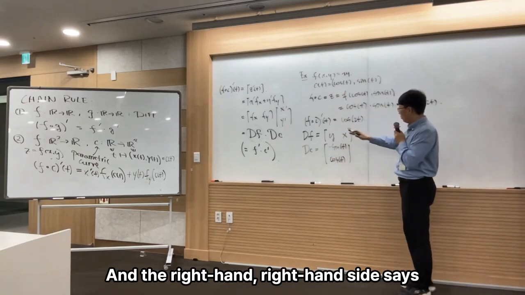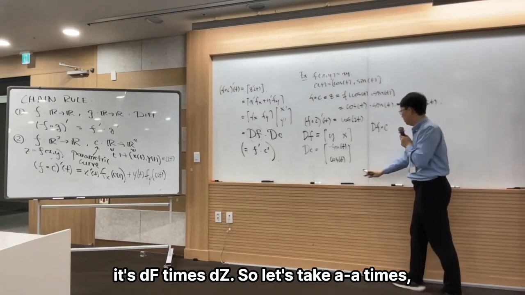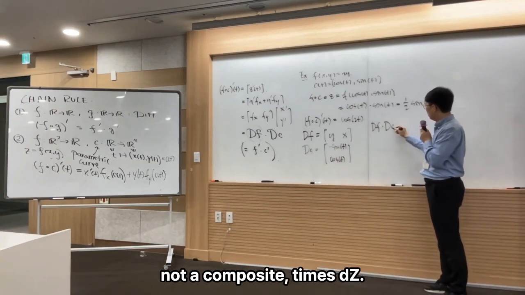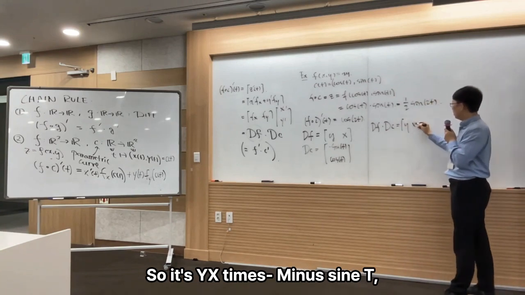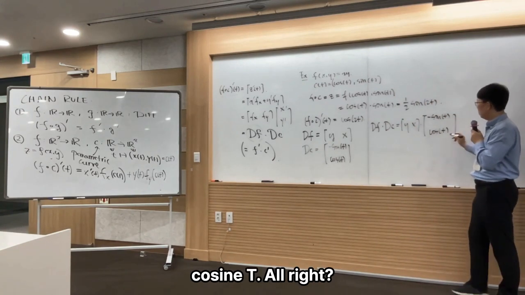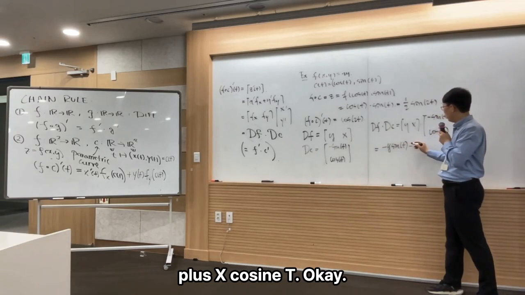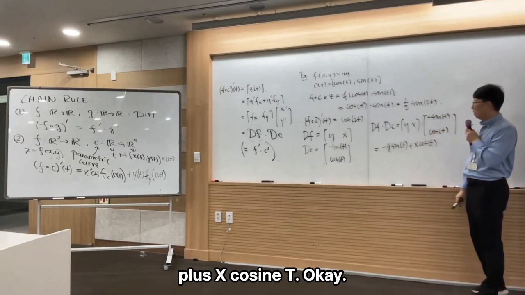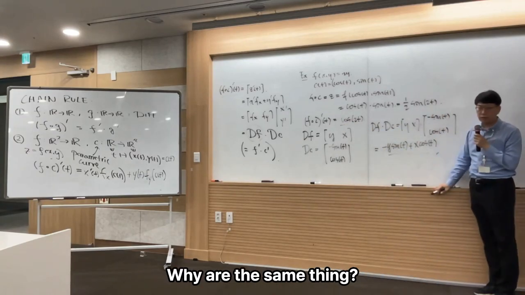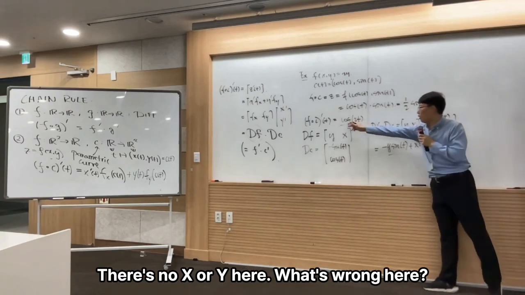And the right-hand side says it's df times dc. So let's take the matrix product, not composite, df times dc. So it's (y, x) times (minus sine t, cosine t), right? So we get minus y sine t plus x cosine t. Okay, so I got this one, and I had this one. Why are they not the same thing? Because I have x and y here, and there's no x or y there.